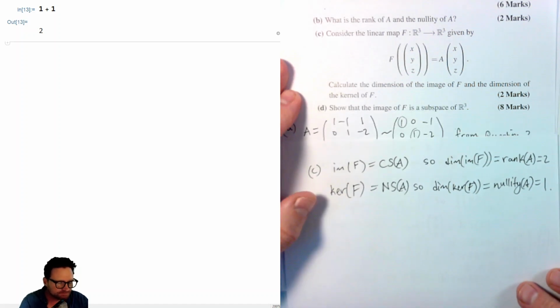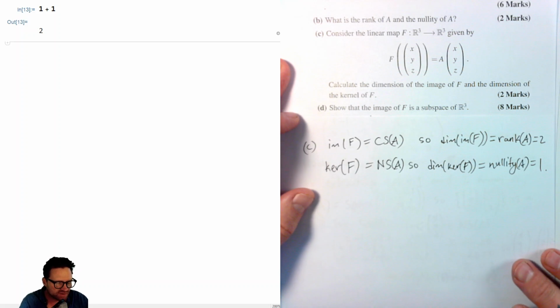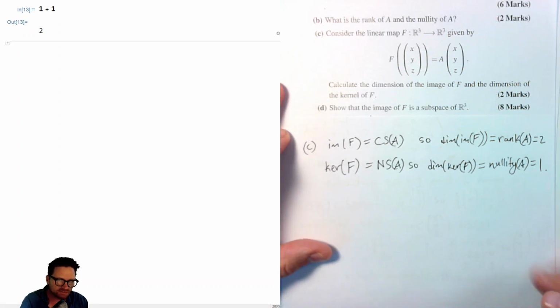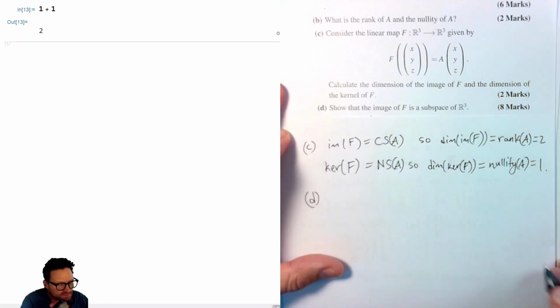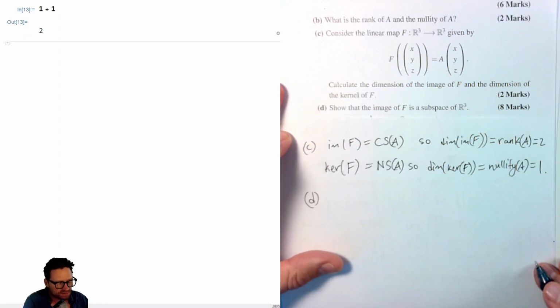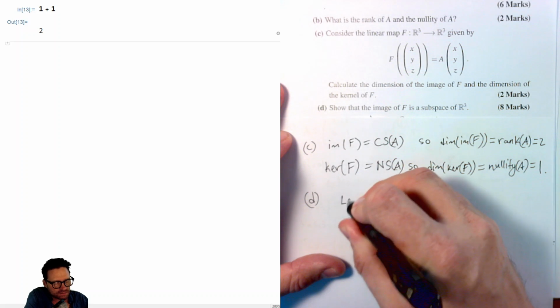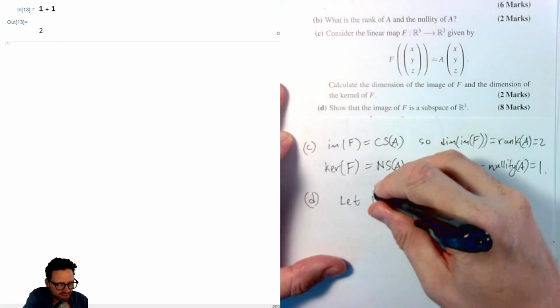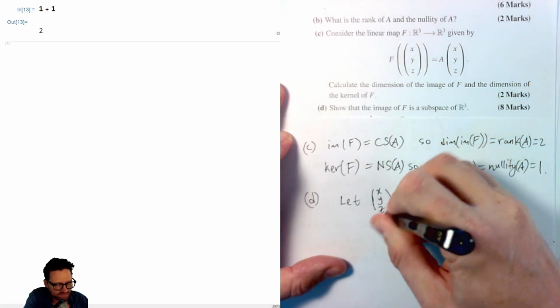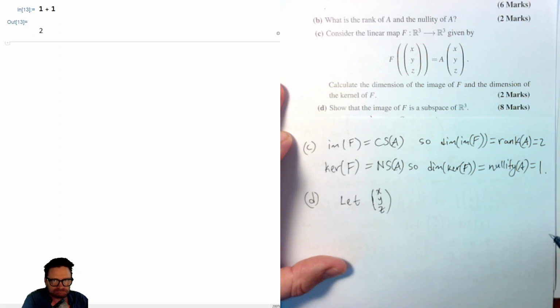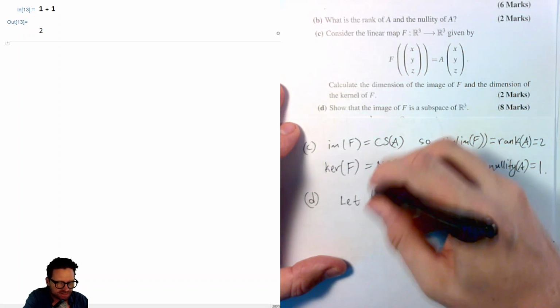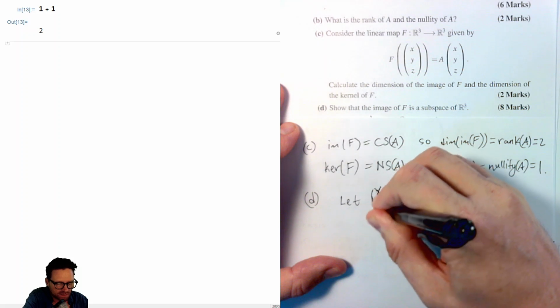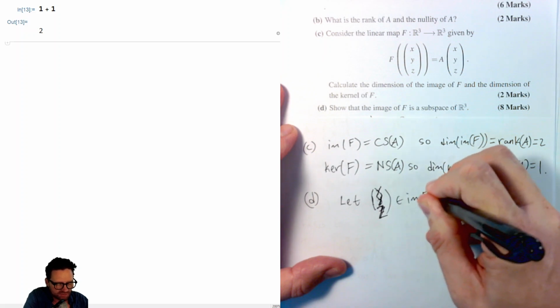Okay, part D, show that the image of F is a subspace of R3. Well, I don't think that we need to say a lot here. Okay, so note, let (x, y, z) — well, maybe I should have chosen other letters. So let's go uppercase X, Y, and Z, be an element of the image of F.